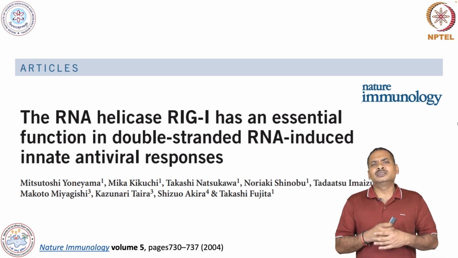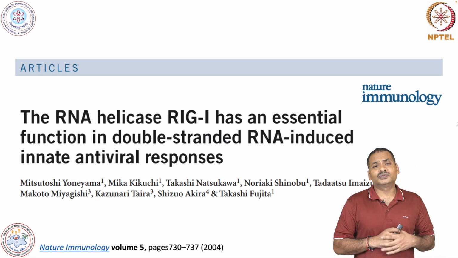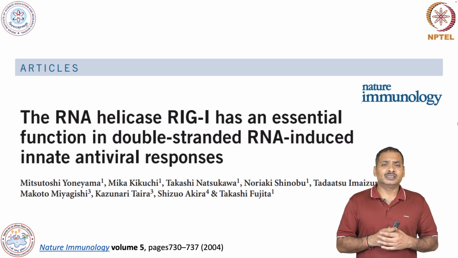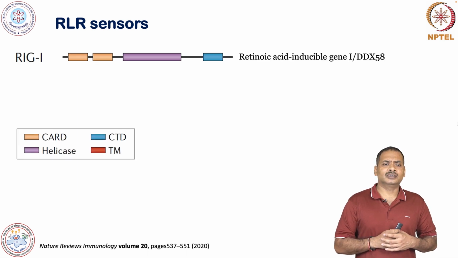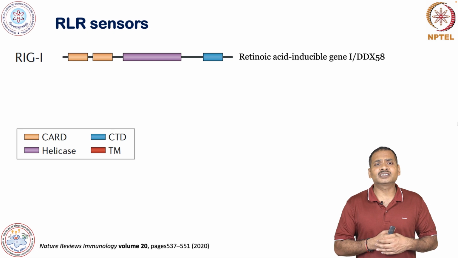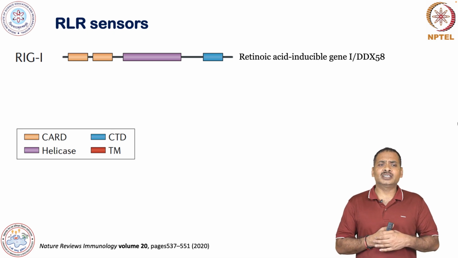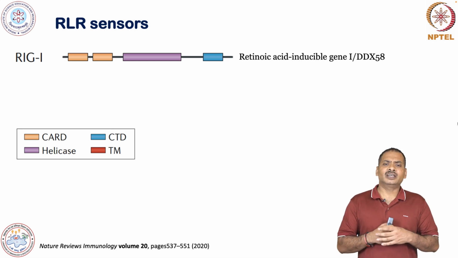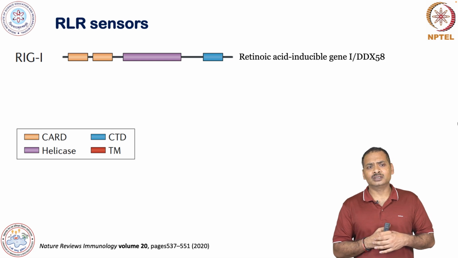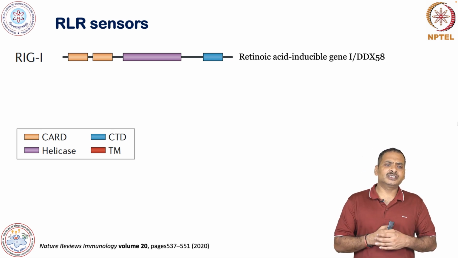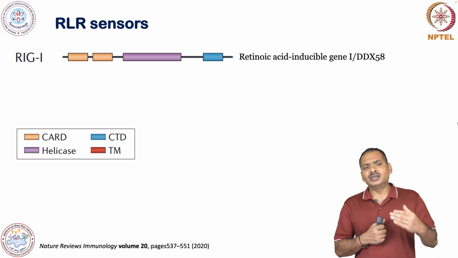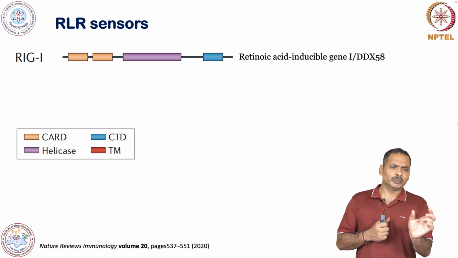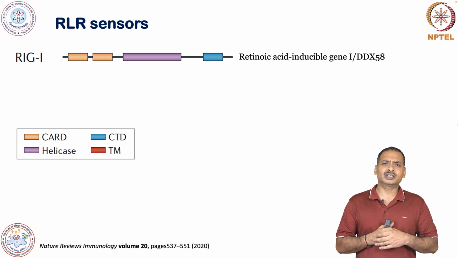Now I will tell what the members of the RLR family sensors or PRRs are. So here you can see there is RIG-I, which I have discussed. RIG-I is basically retinoic acid induced gene 1, and if you see this protein, it has a CARD. There are two domains which we call CARD.